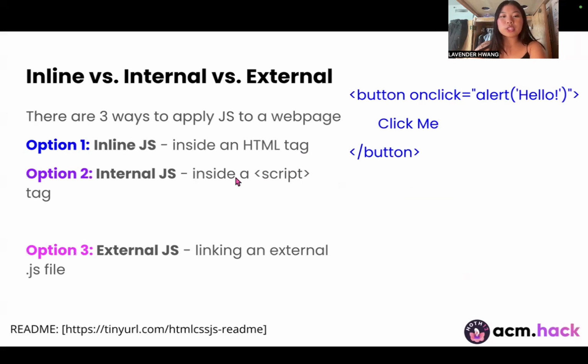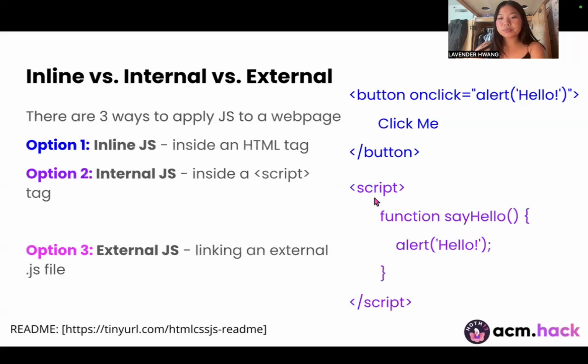Internal JavaScript, which is in a script tag. So I put a script tag somewhere in my HTML, and then I just put regular JavaScript code inside of it, and then external JS. This is where you create a separate JavaScript file, and then you link it, and this would be the syntax you use to link it.